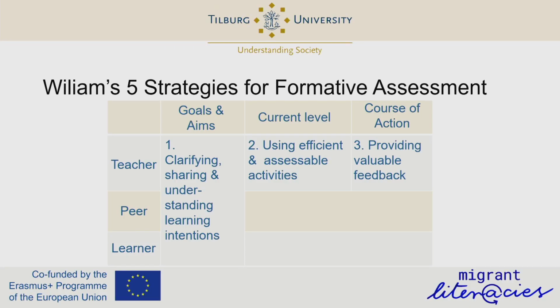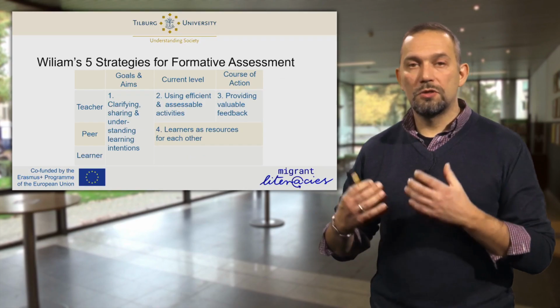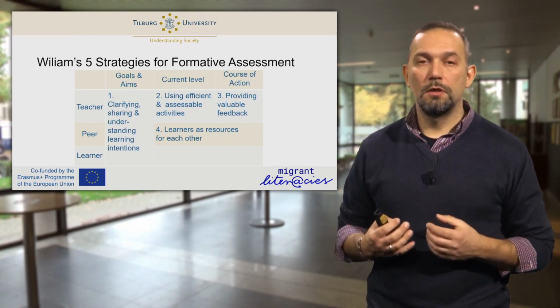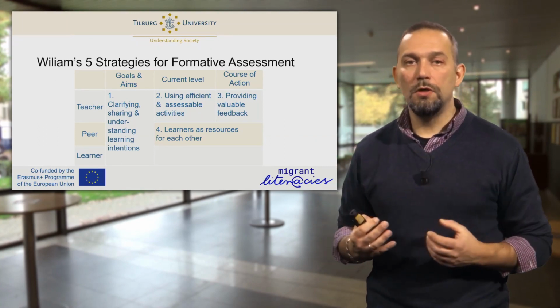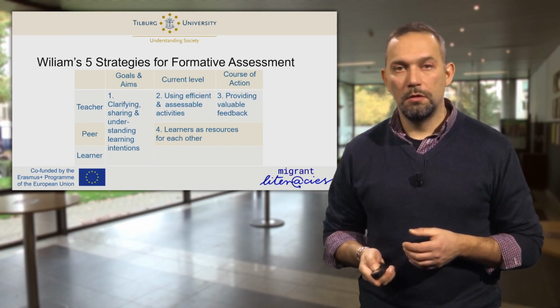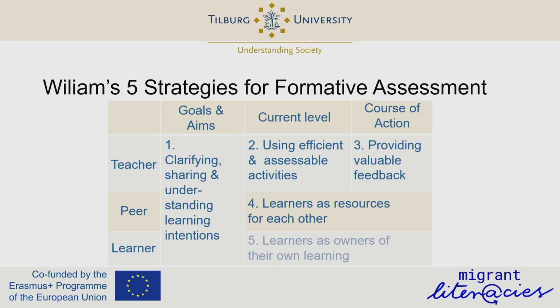Fourth, we come to learners as resources for each other, so basically use a class that is made of 20 individuals in order for them to feedback to one another. Use their capabilities, use their lacunes, use what they can do and use what they cannot do in a constructive manner. Then we come to the 5th point.